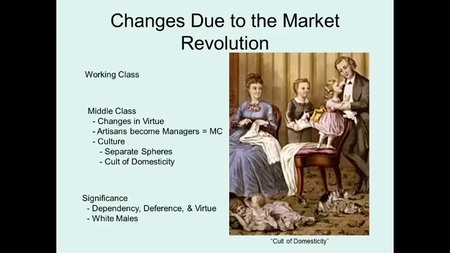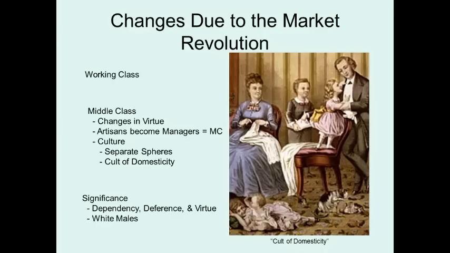So these new classes, the working class and the middle class emerging, are very significant. One reason this is so significant is because of the increase in people who had to rely on wages. Those old ideas of dependency, right? That you're dependent on somebody if you work for wages. Those old ideas of deference. I'm supposed to defer to my better and do whatever they say. And those old ideas of virtue. That the only virtuous people are people who own their own land and don't take wages. They have to change. America changes the way it thinks about itself thanks to this.